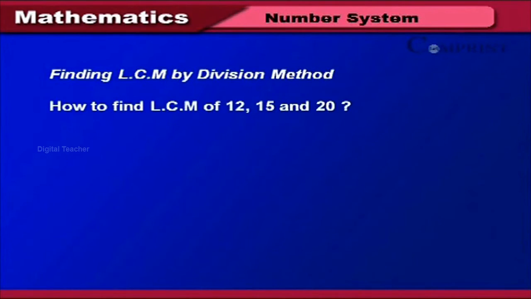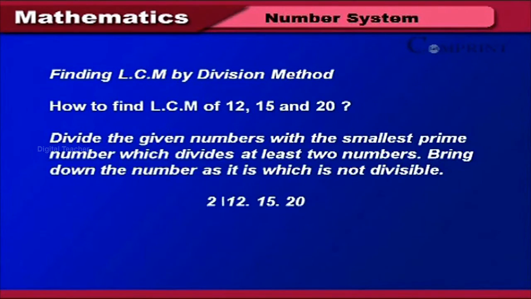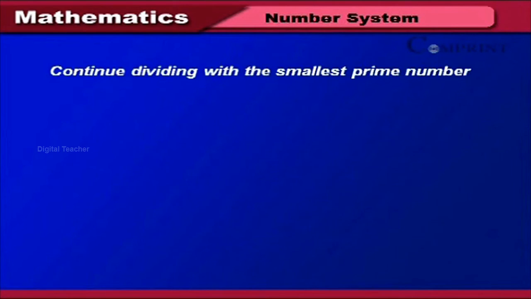Finding LCM by division method. How to find LCM of 12, 15 and 20? Step 1. Divide the given numbers with the smallest prime number which divides at least 2 numbers. Bring down the number as it is which is not divisible. Let us write 12, 15, 20. Divide with prime number 2. Write 6, 15, 10.